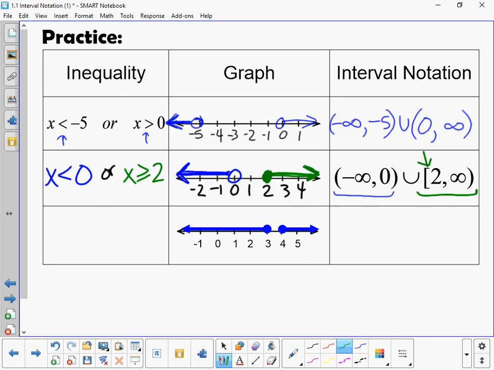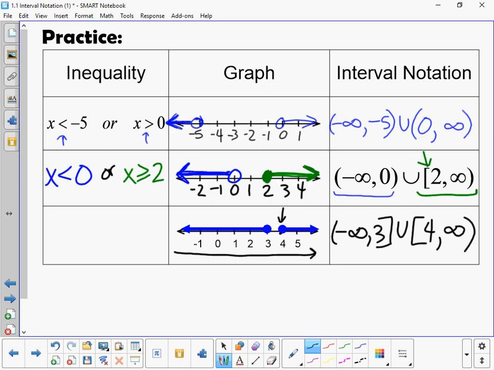All right, this last one, we have the graph. We need to write the inequality and the interval notation. So let's write the interval notation first. We want to read it left to right. So it starts at negative infinity, goes up to the value 3. This is included, it's a filled in circle, so it includes the 3. Or starts up again at 4, that's included, and it goes up to infinity. So there's our interval notation.